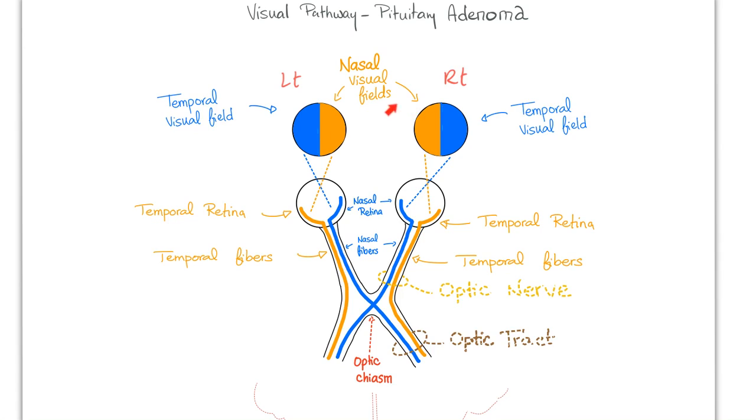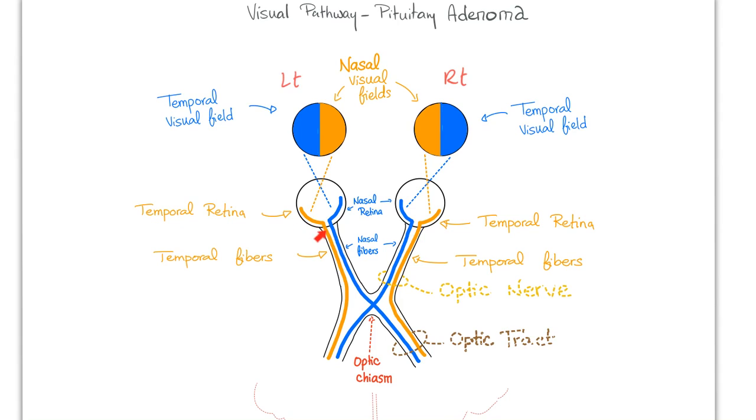Nasal is closer to your nose. Temporal is close to your temple. The temple here refers to the temporal bone, not a place of worship. Since light travels in straight lines, the temporal visual field will be shining onto the nasal retina, and vice versa. The nasal visual field will be shining its rays into the temporal retina.